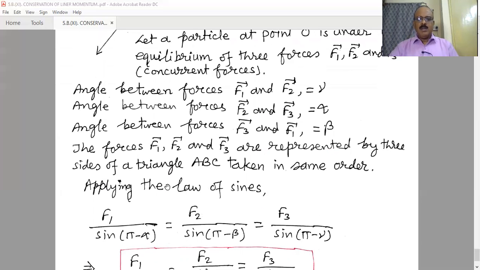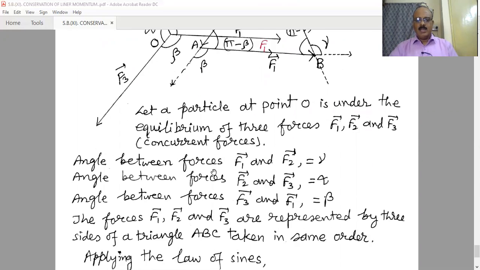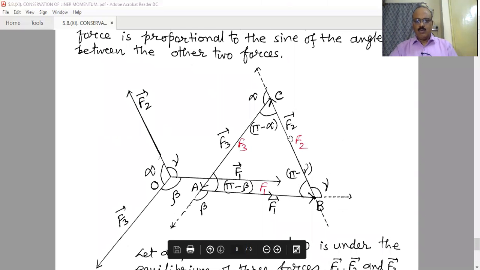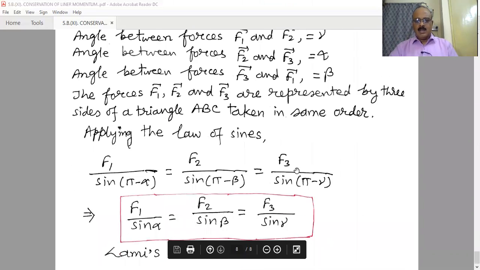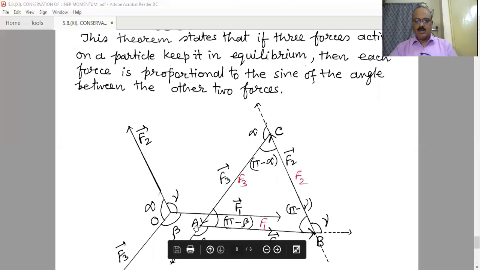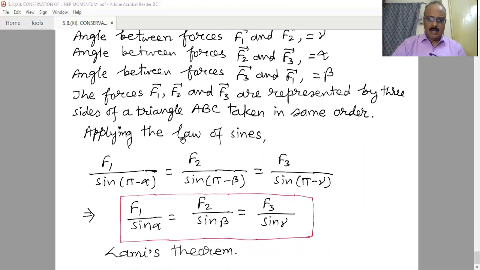Now applying the law of sines from trigonometry, F1 divided by sine of pi minus alpha, the side divided by the sine of its opposite angle, is equal to F2 divided by sine of pi minus beta, which is equal to F3 divided by sine of pi minus gamma. This is the value of this side divided by the sine of its opposite angle. It is known as the law of sines, and you can find it in trigonometry.